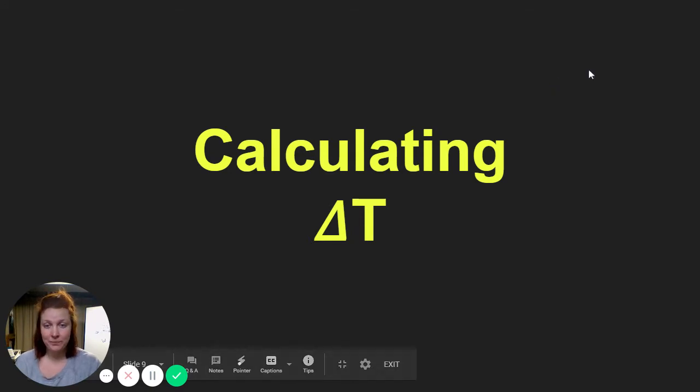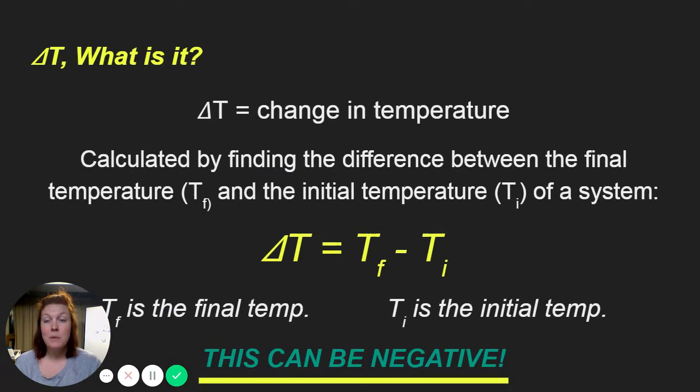Today we're going to be talking about how we calculate delta T, or change in temperature. Remember, delta is the Greek symbol for change, and capital T is the symbol for temperature. Therefore, delta T is change in temperature. It's calculated by finding the difference between the final and the initial temperature. T final, or TF, is the final temperature, and TI is the initial temperature of a system. So the formula is delta T equals TF minus TI.